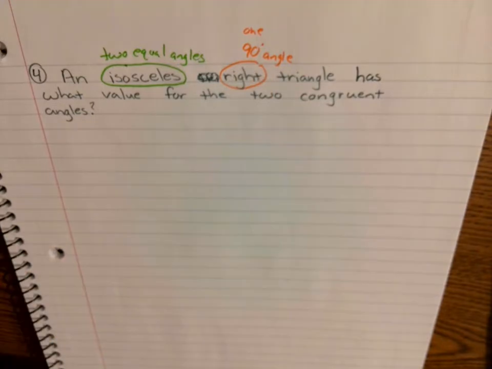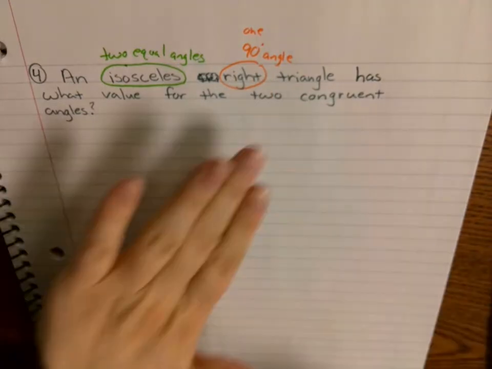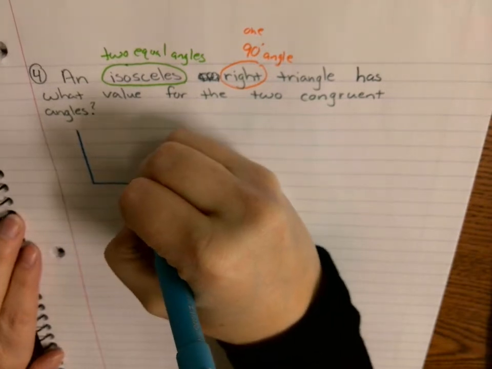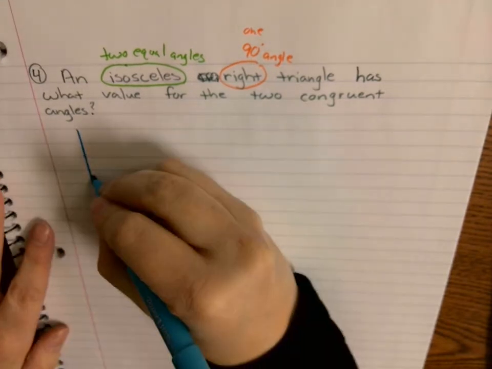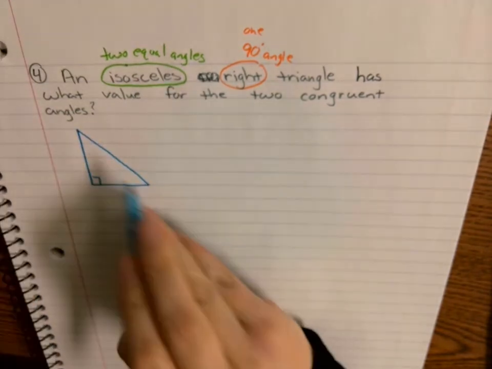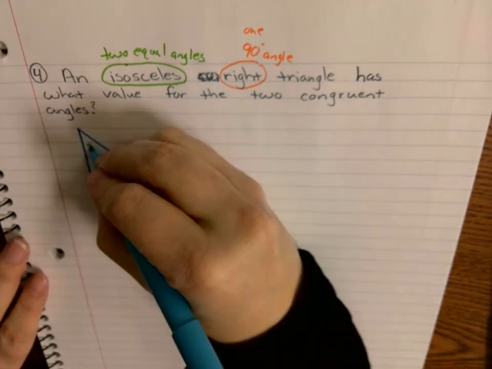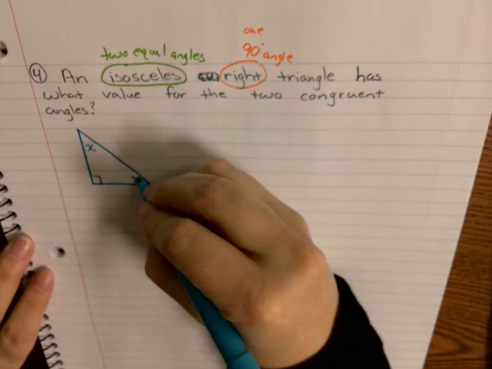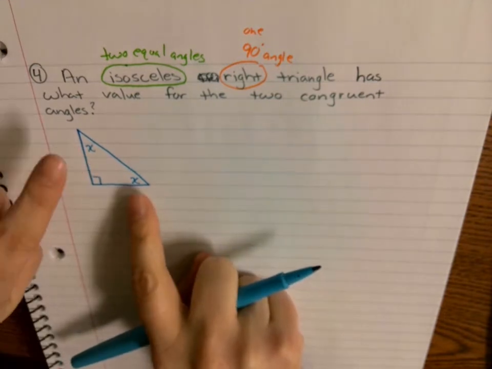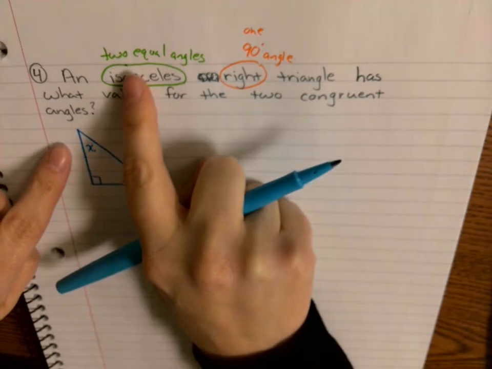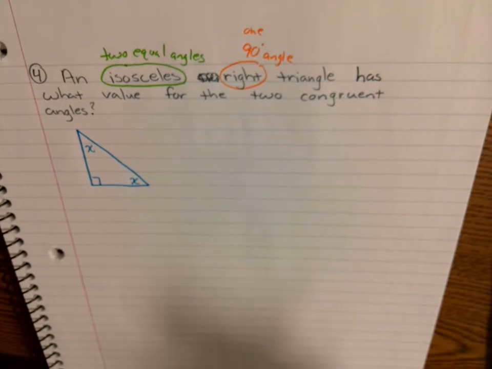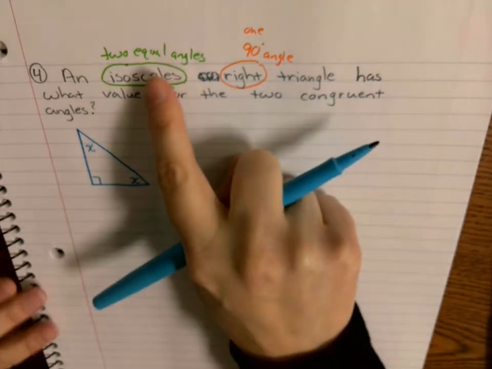So if I were to draw this, I'm going to make a 90-degree angle. And then the other two angles I know are the same, but I don't know their measurements. So I'm just going to label them both as x. I know that they are the same. They're both x because they are equal angles because of the isosceles part. The term isosceles means two congruent or two equal angles.